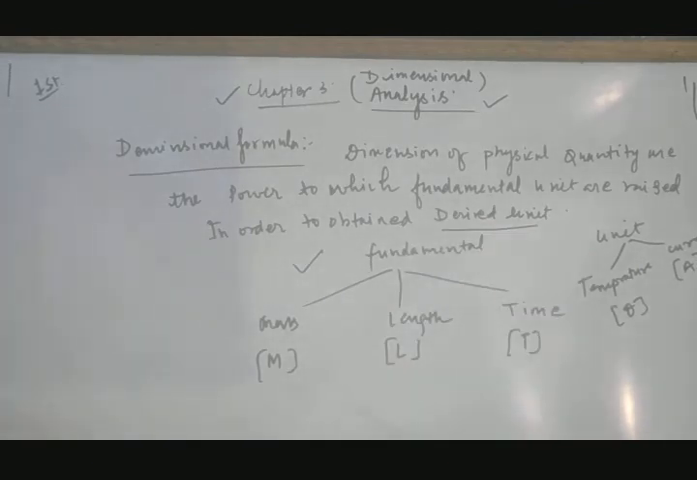Let's see how we use these fundamental units in order to obtain the derived unit. Suppose we need to determine the dimension of velocity. Velocity is the rate of change of displacement. The dimension for displacement is length L, and this is divided by time.